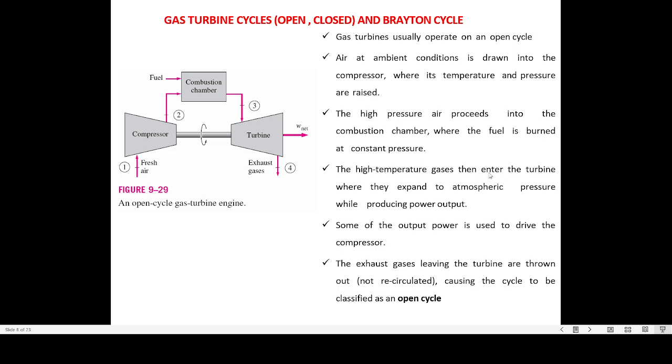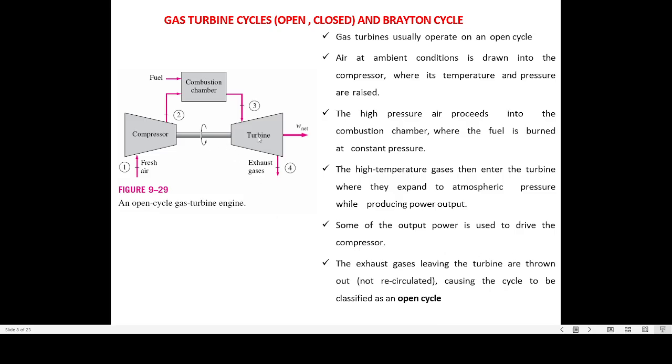These high temperature gases then enter the turbine, that is condition 3. They expand to the atmospheric pressure, that is the initial pressure, and while carrying out this expansion they produce mechanical work, that is the power output. So this W net which is shown here is the net mechanical work that can be obtained from this gas turbine plant.